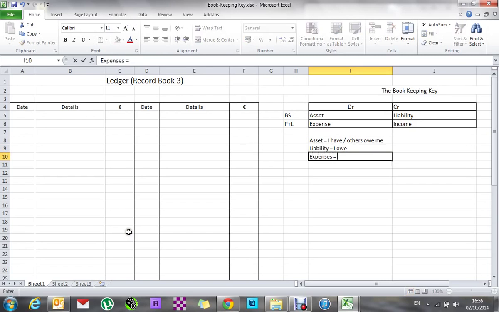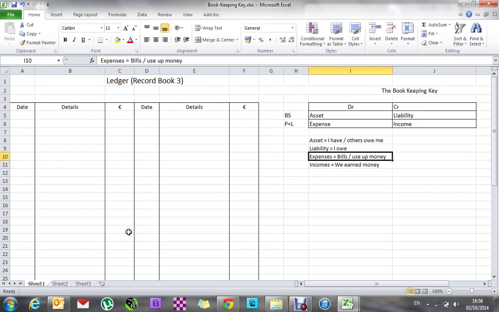So expenses, an easy way to think of that is bills. So regular ways that we use up money. Okay. Now and then we have incomes. So incomes are ways that we earn money. So sales is going to be the main income.